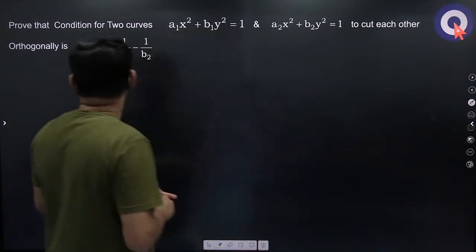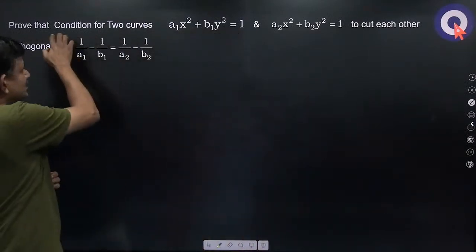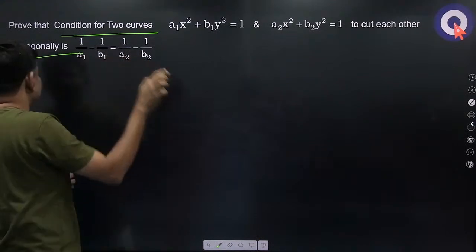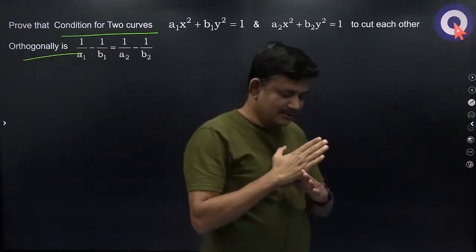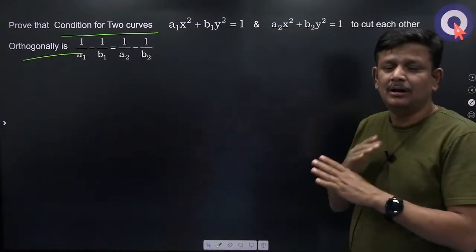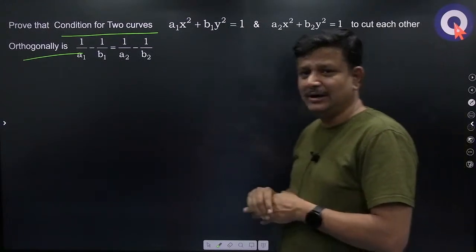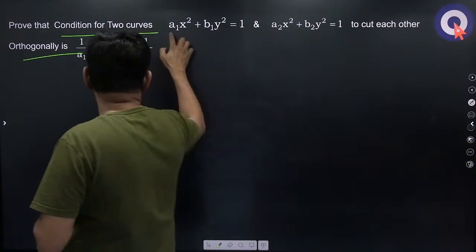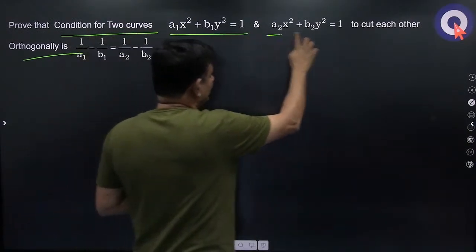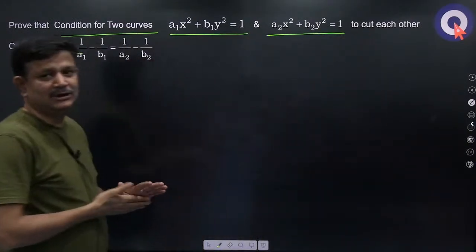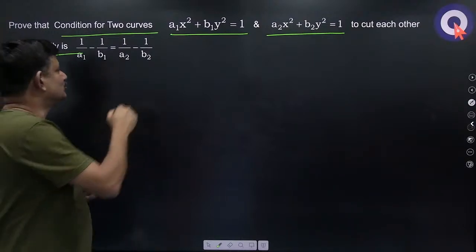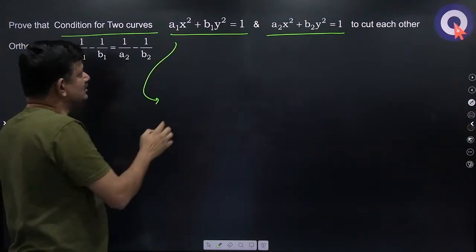So similarly, find the condition that these two curves are orthogonal. Whenever two curves are orthogonal, what will happen? Angle between them should be 90 degrees. So dy by dx for the first curve multiplied by dy by dx for the second curve should be equal to minus 1. So this is also a calculation intensive question.